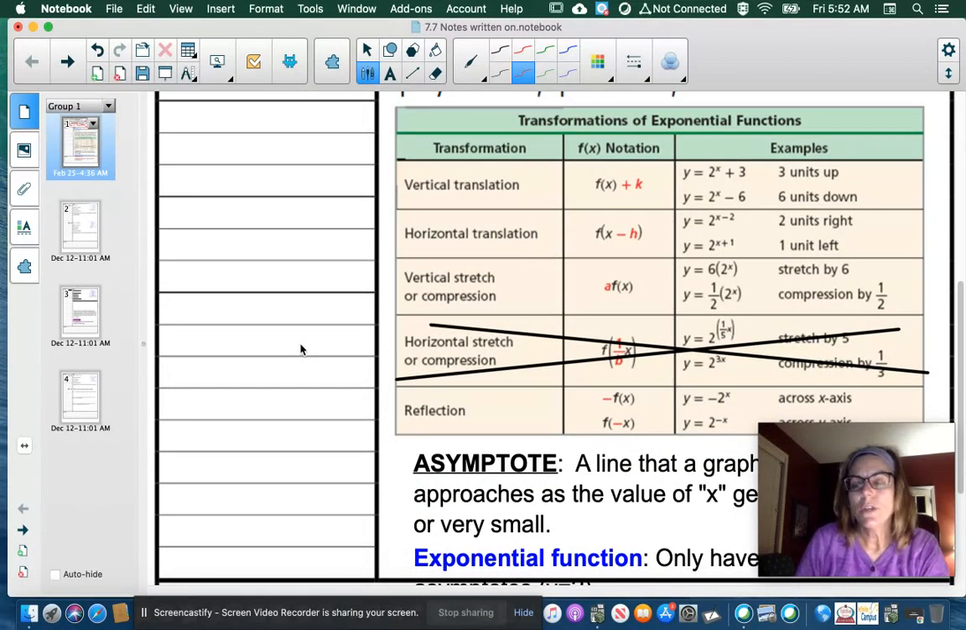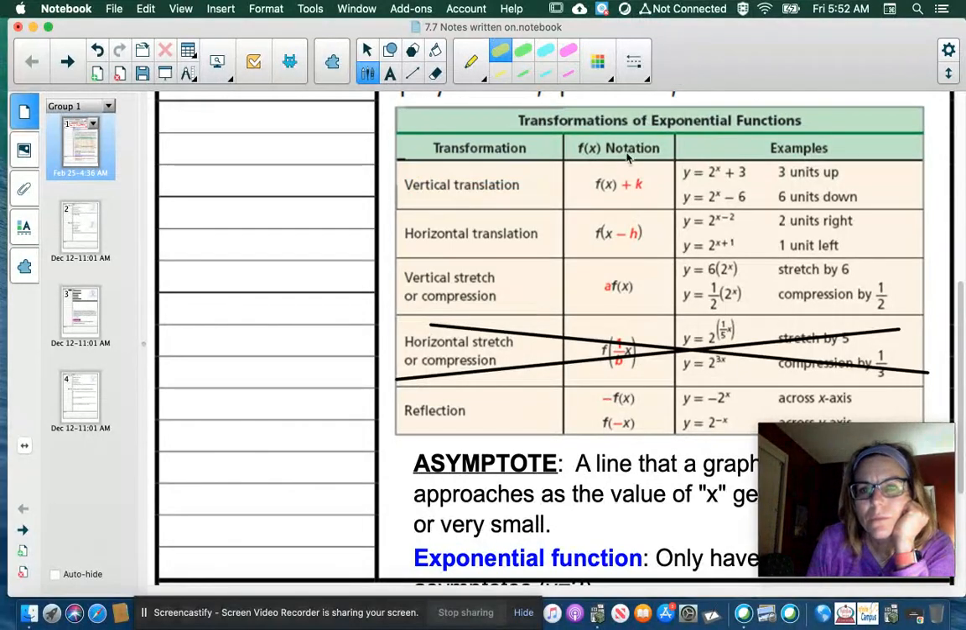If we are going to move an exponential function up or down, it's going to be the plus k. As you can see over here, we have an exponential function, y equals 2 to the x. Plus 3 means you move it up 3 after you graph the basic exponential function, 2 to the x.